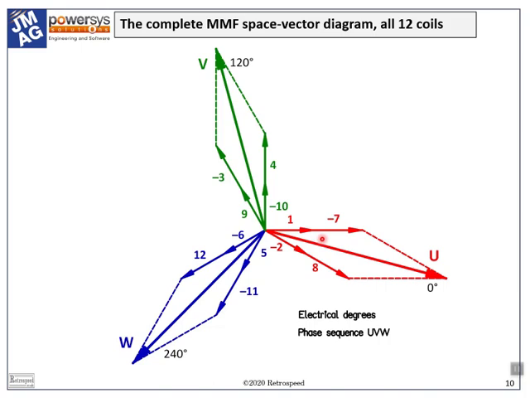If all the MMFs were aligned, the result would be 4. So the ratio of these two is 4 times cosine 15 divided by 4, which is 0.9659. It is the effective distribution factor of the winding at the particular harmonic, the working harmonic, which is the 5th.